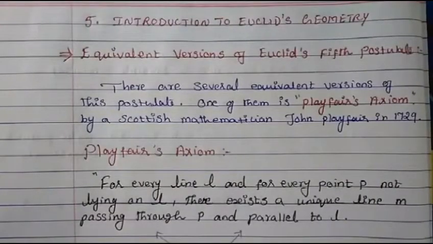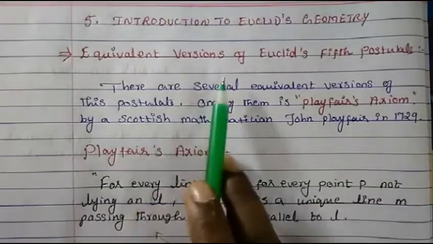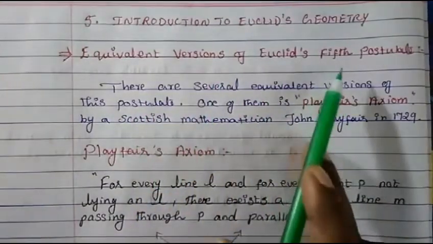Hi everyone. Today from class 9, chapter 5, Introduction to Euclid's Geometry, we are going to study a concept that is equivalent versions of Euclid's fifth postulate. So, equivalent versions of Euclid's fifth postulate. What is that fifth postulate?